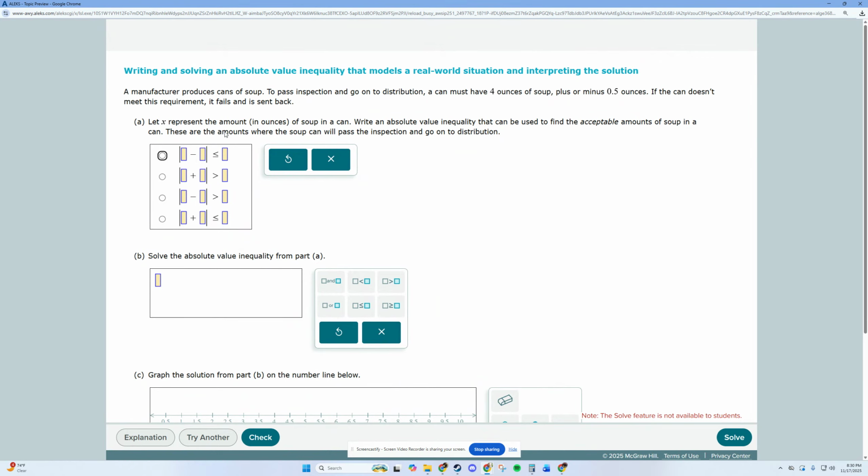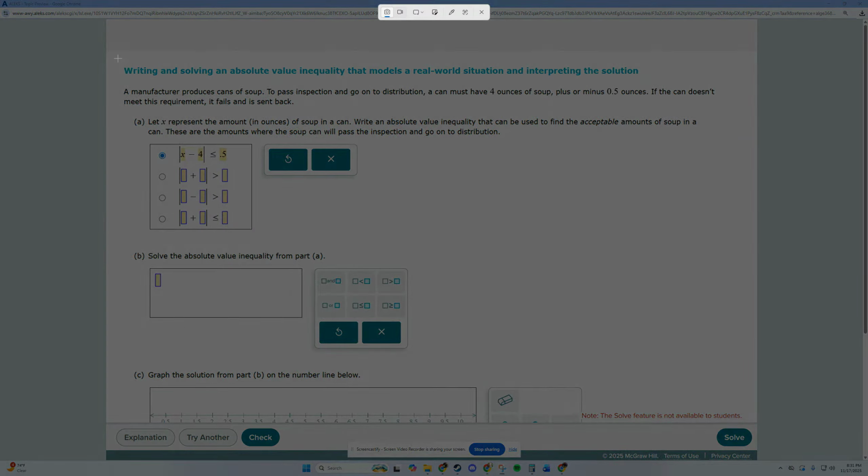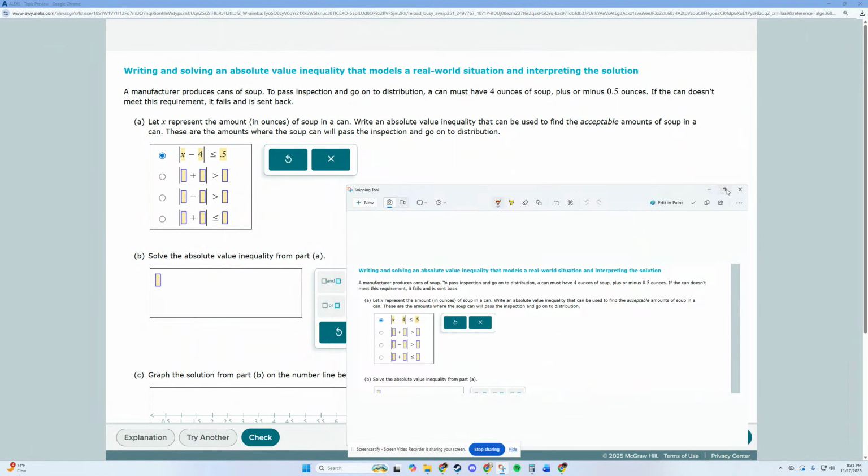A manufacturer produces cans of soup. To pass inspection, you must have 4 ounces, plus or minus. I actually love this. If the can doesn't meet the requirement, it fails. So, do they give us a variable? Acceptable soup. Can I just do X? Oh yeah, X minus the goal, which is 4, and it needs to be within 0.5. That's the tolerance. This is actually great. I know it looks like a lot of words, but this is amazing practice.